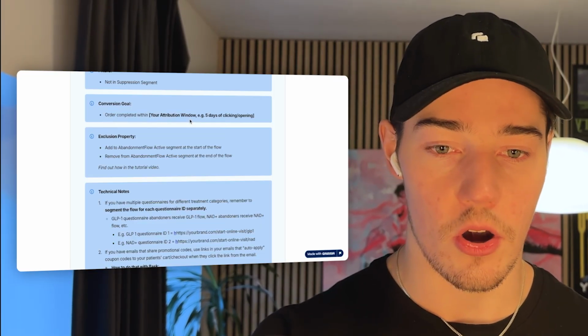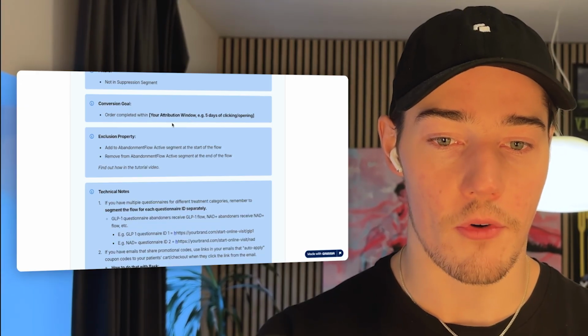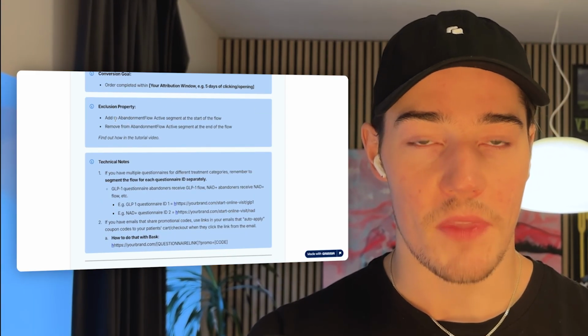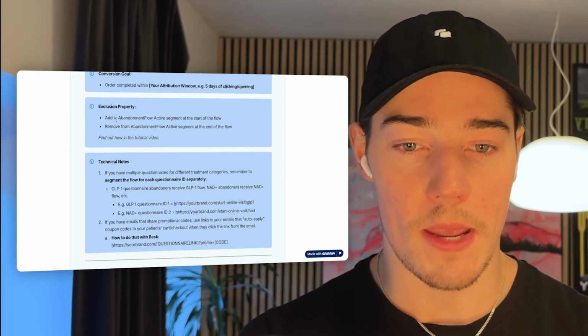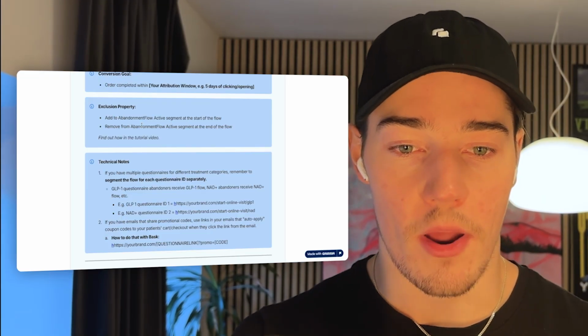If they place an order, that's counted as conversion. But whatever you want to use, you can set it up for yourself. The exclusion property: at the start of the flow, you want to add people to the abandonment flow active segment, and then at the end of the flow, you want to remove them from this segment.